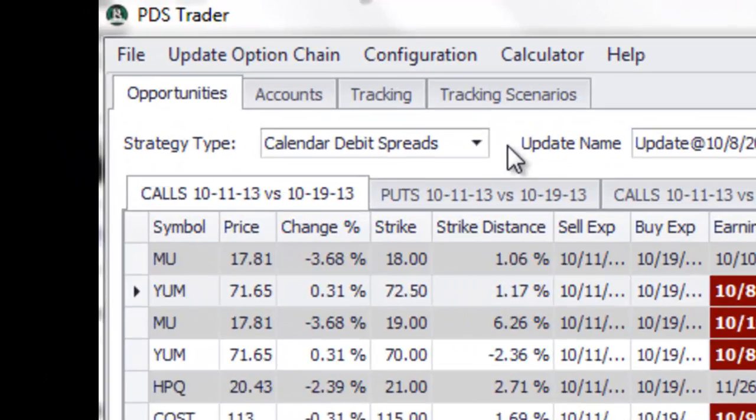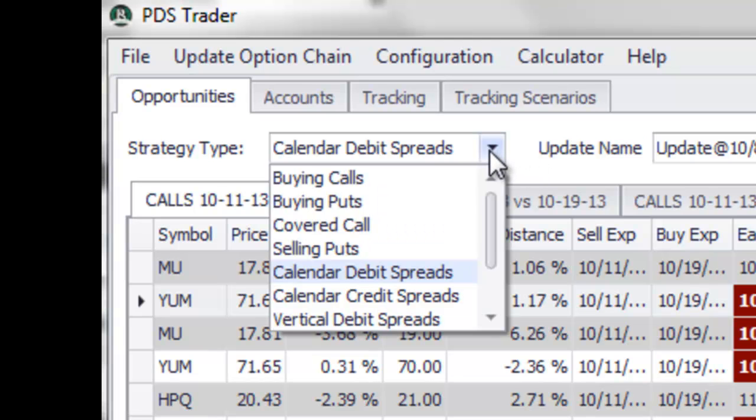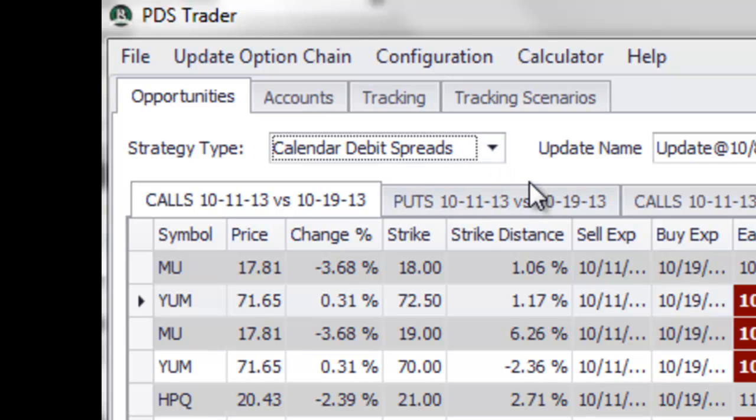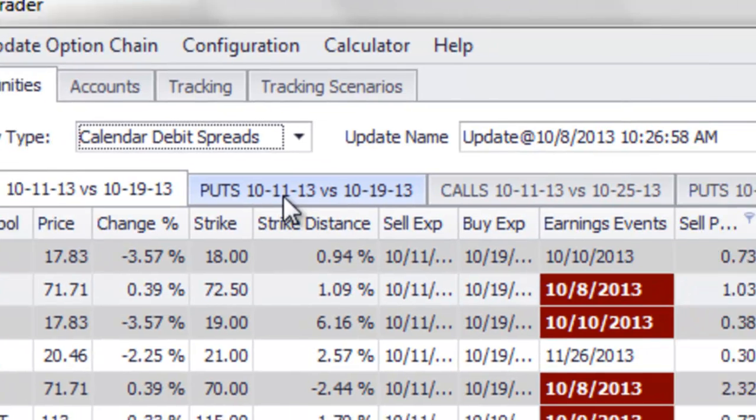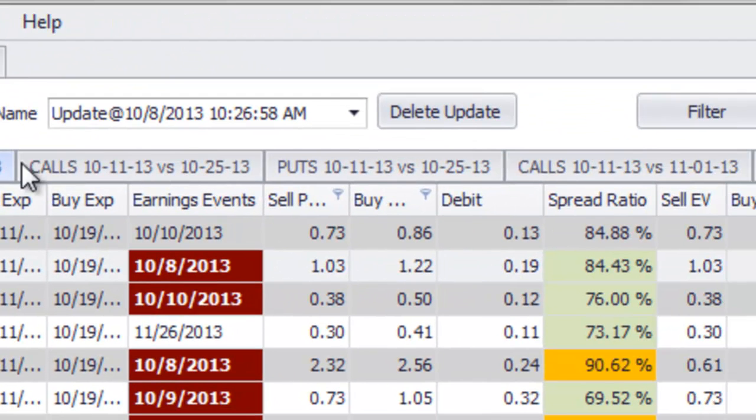So here, we've clicked on debit calendar spreads. You just go to the drop-down box, click on debit calendar spreads, and it lists all the different debit calendar spreads that are available via weekly options up here in tabs. It's sectioned off and organized very neatly. Here are the calls that are 10/11 versus 10/19, and the puts 10/11 versus 10/19. Then it keeps going: calls of 10/11 versus 10/25, calls of 10/11 versus 11/1, etc.